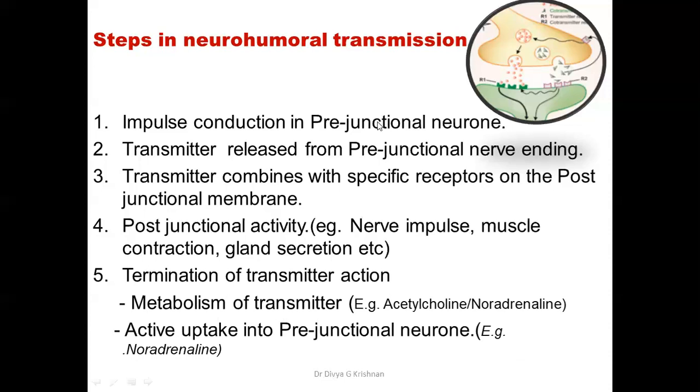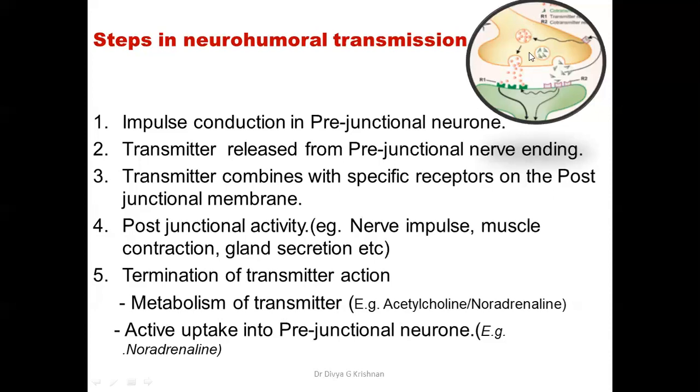Now, how does the termination occur? The termination can occur either by the metabolism of the transmitter. For example, in the case of acetylcholine, the termination of the action of acetylcholine occurs by the metabolism of the acetylcholine. Even in the case of noradrenaline, a part of it gets metabolized and then that action gets terminated. Or the action can be terminated by the active reuptake of this transmitter back into the prejunctional neuron.